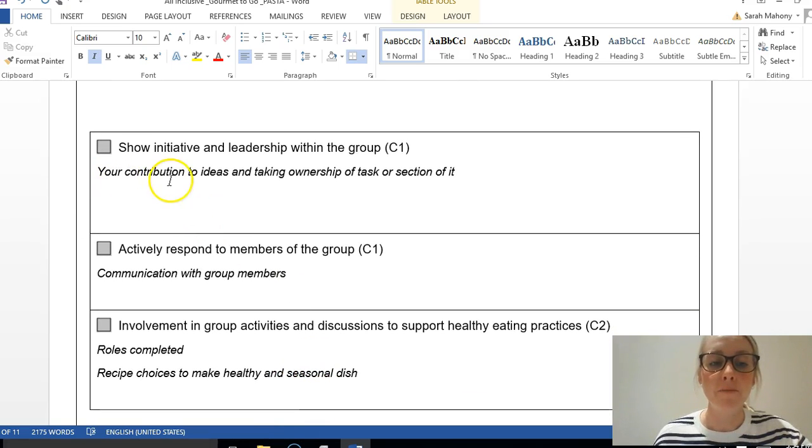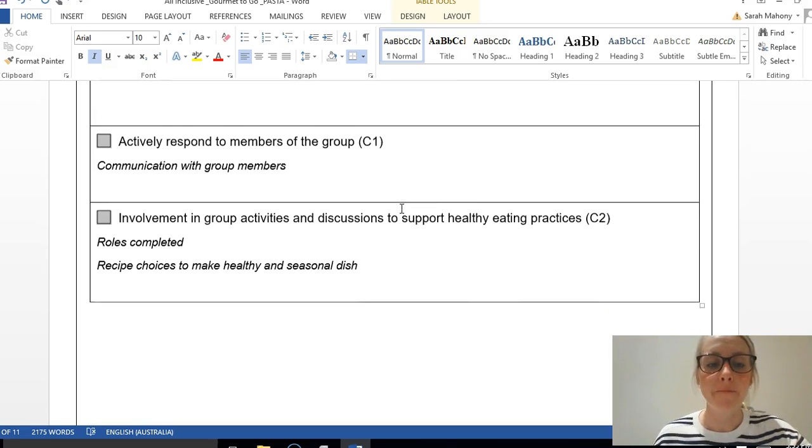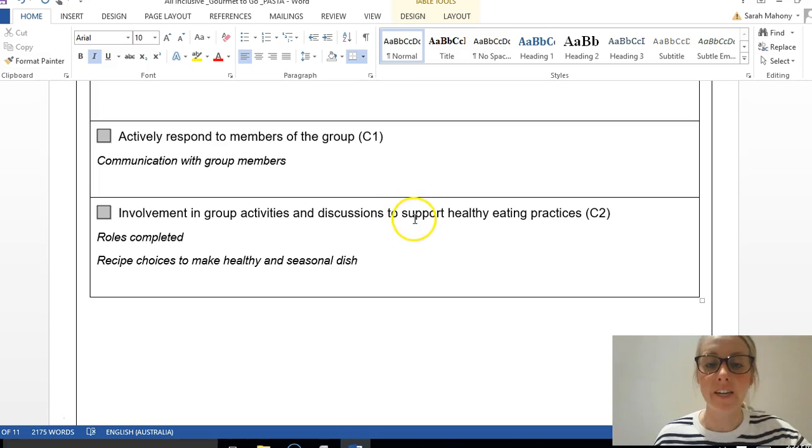First of all, your contribution to ideas and taking ownership of the task or a section of it. That's you showing initiative in terms of ideas and leadership, so taking ownership. Leadership doesn't have to be you taking the lead and bossing everyone around. It can be you taking the lead on a particular section or component. Actively respond to members of the group. This is about how you communicated with group members. How was it done? In what kind of manner? And involvement in group activities and discussion to support healthy eating practices. So the roles that you actually completed, your involvement in the group.